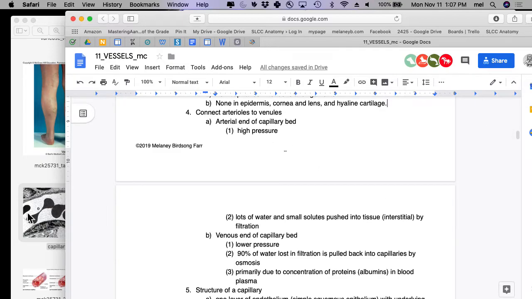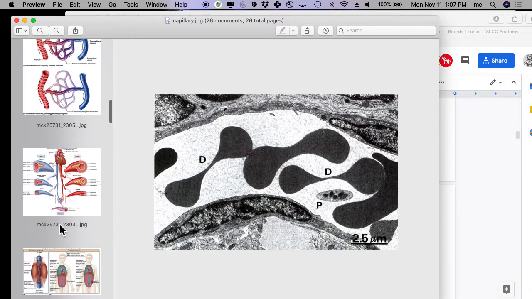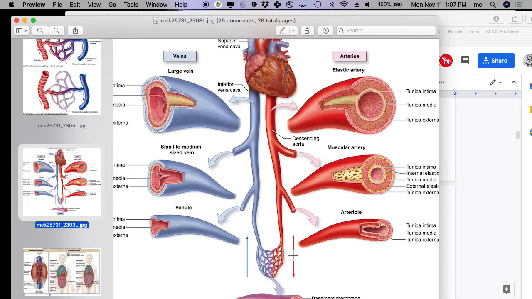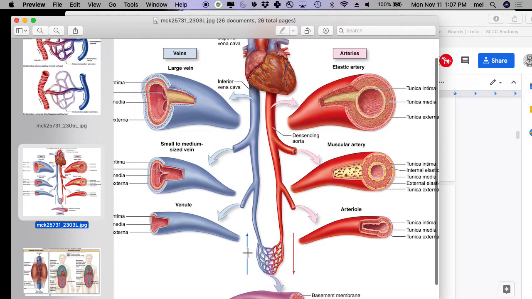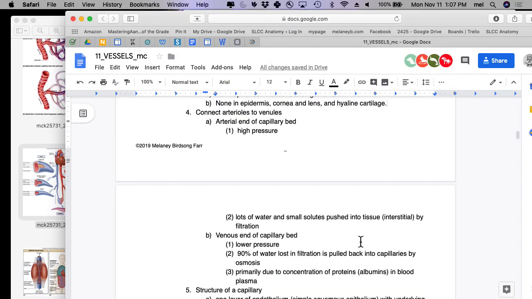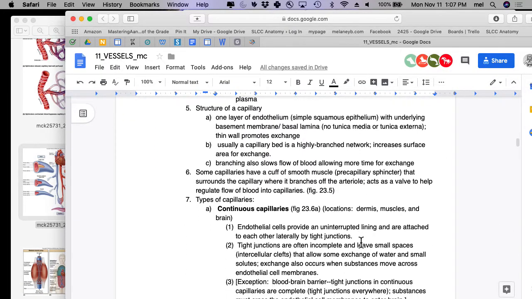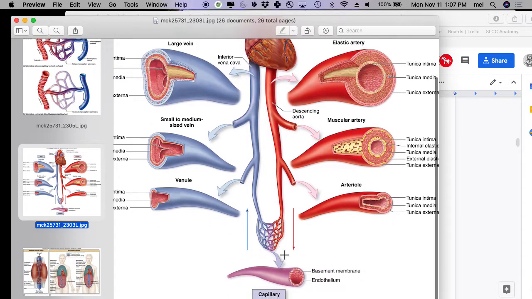And so we talked about the fact that if you looked at capillary flow, you would be higher pressure at the arterial end and lower pressure at the venous end, right? So capillaries, as we mentioned last time, have basically the simplest structures of all of the vessels, because really all they are is a layer of simple squamous epithelium, which is called an endothelium, and a basement membrane, but no smooth muscle and no connective tissue in the walls.